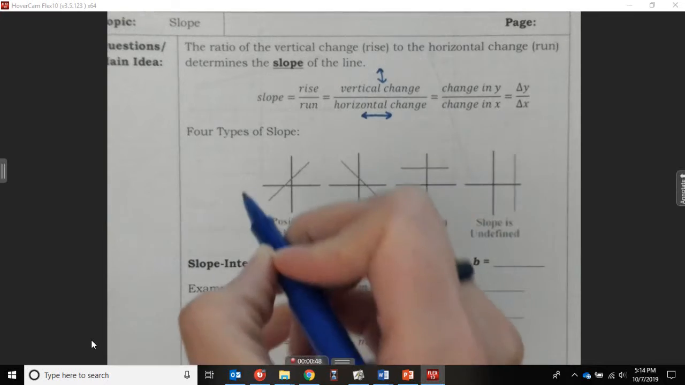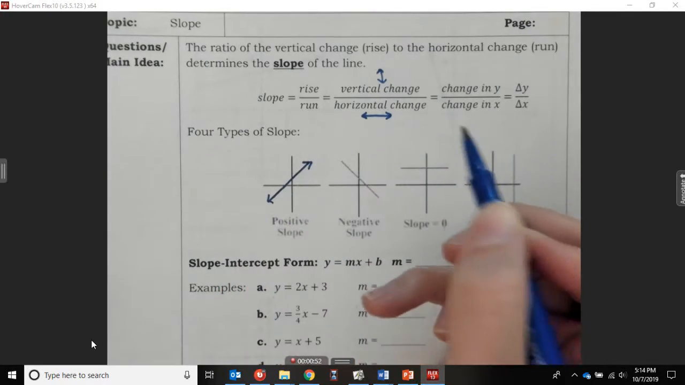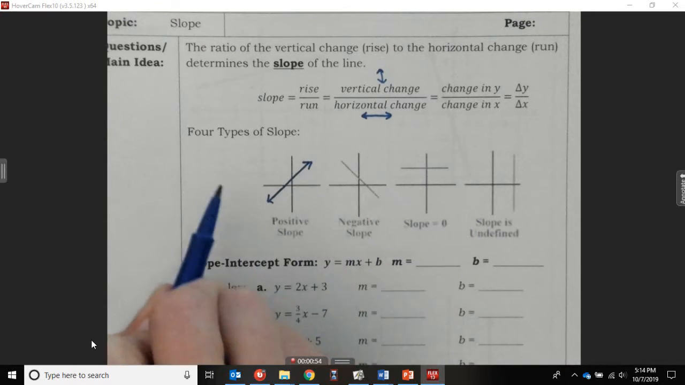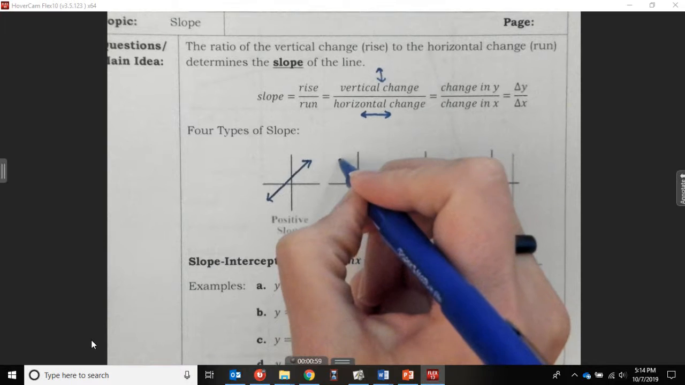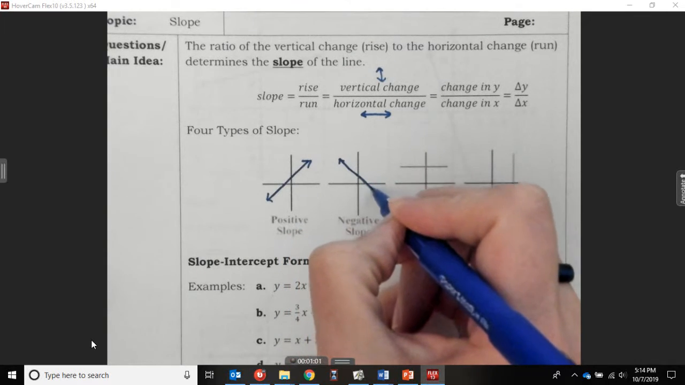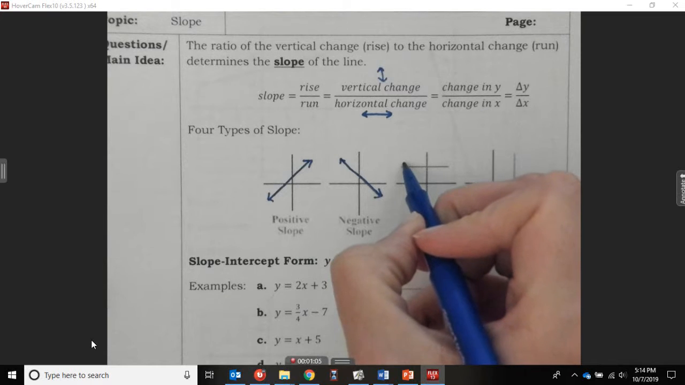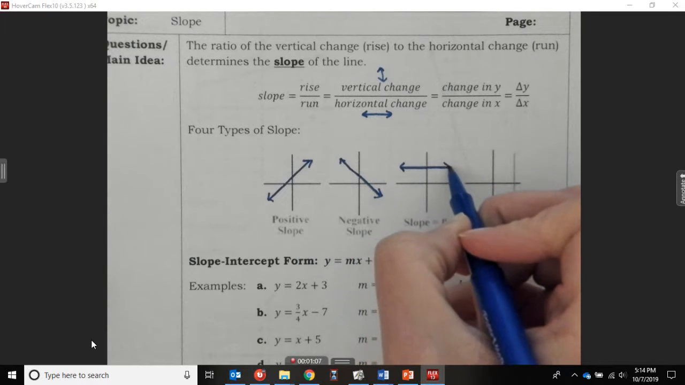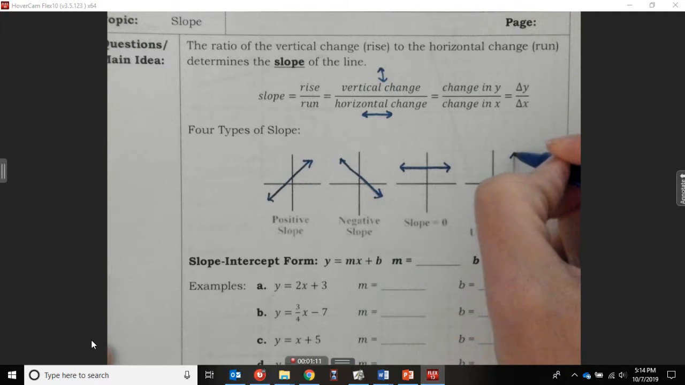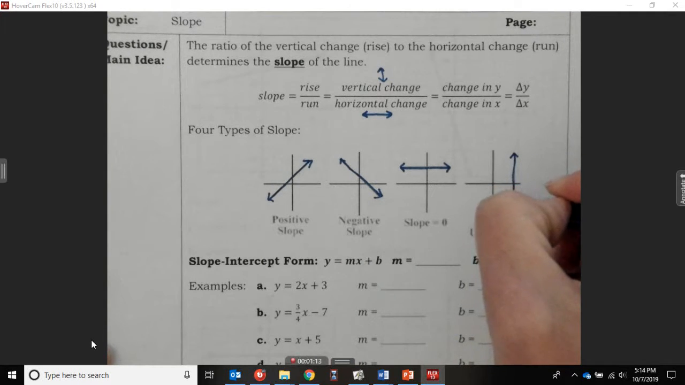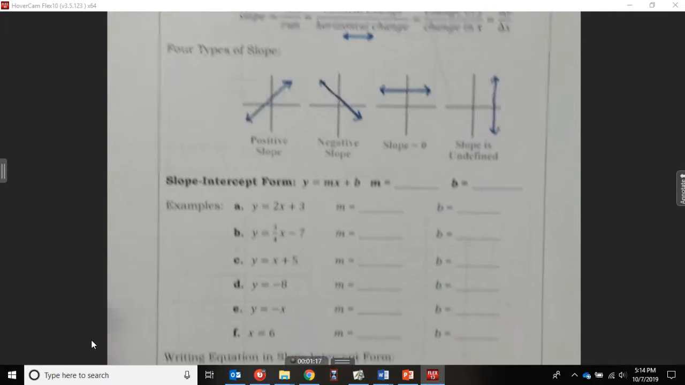We say a positive slope increases from left to right. We always talk about slope like we're reading a book. We read a book from left to right. So from left to right, it's going up. If it's a negative slope, then from left to right, it's decreasing. If it's a zero slope, it's a flat line. It's not going up or down. And if it's undefined, it's vertical. And we're going to watch a video that will help you remember those a little bit better.